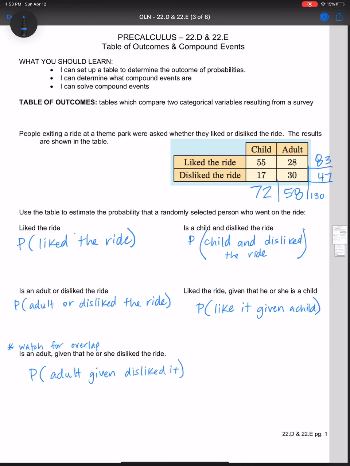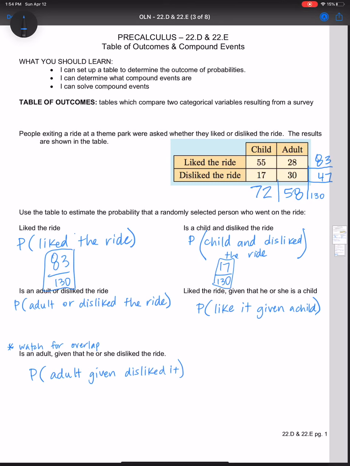So, first one, probability that you liked the ride. That is the 83 out of the 130. And that is all. All right, what is the probability that the person was a child and disliked the ride? So child and disliking is the 17 from the table there out of the 130 total. And that is all for that one.